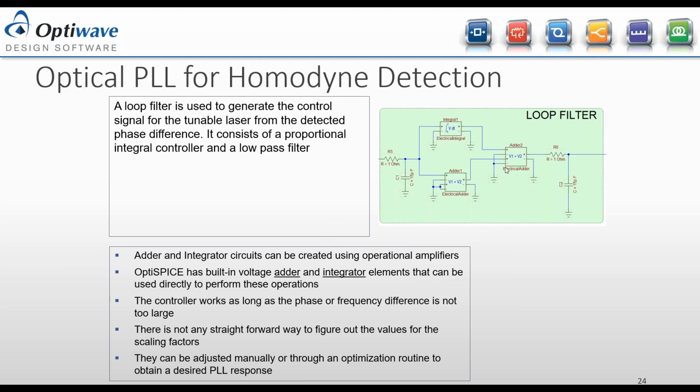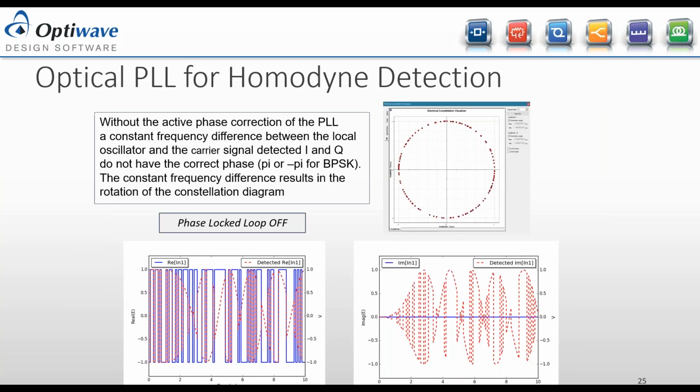Finally, we have our loop filter, or PID controller. Again, similar to the example before, we have an RC circuit which makes sure that there are no sudden changes. And we have a proportional and an integral term. And this gets the error signal and then generates the control signal for the laser.